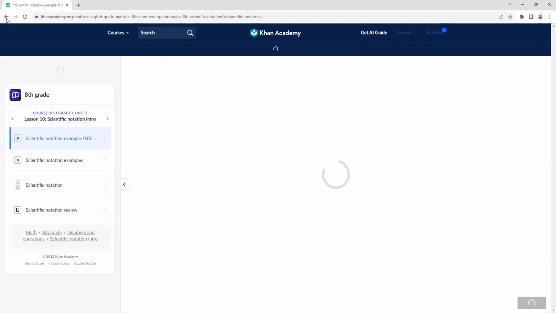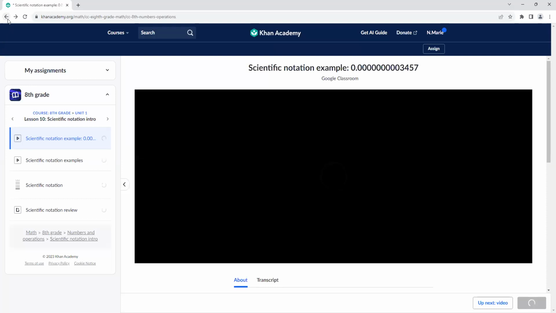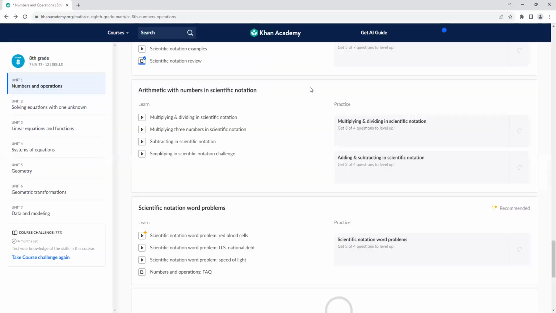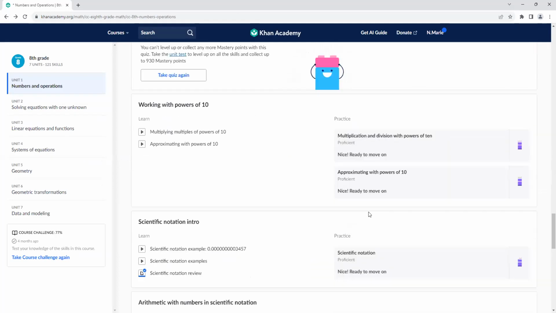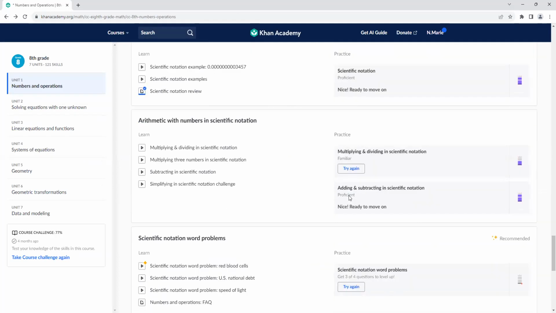Okay, so now we are on the final part of this unit, which is involving scientific notation. Scientific notation is pretty much just a shorter way of writing long numbers and long decimals.